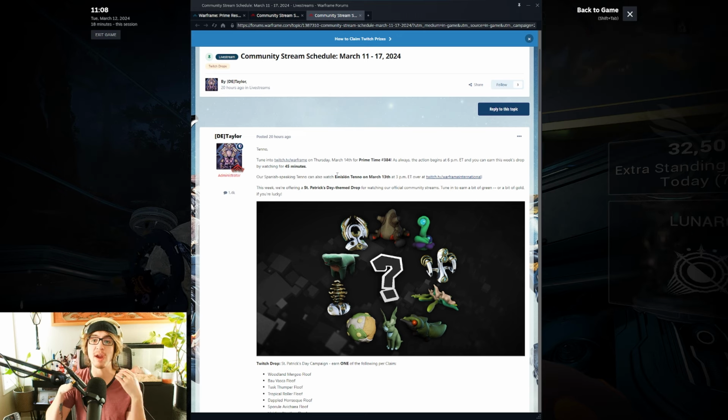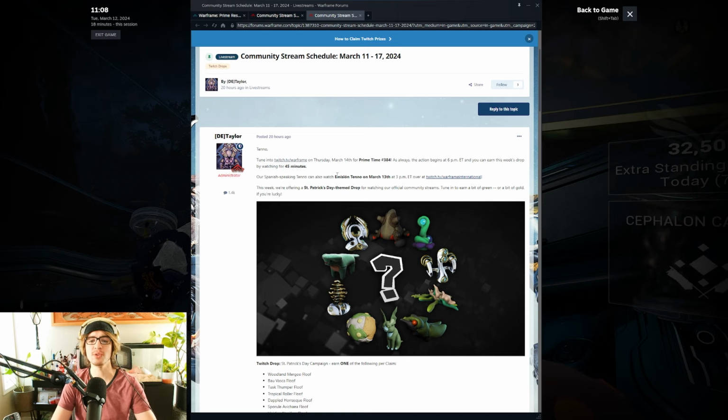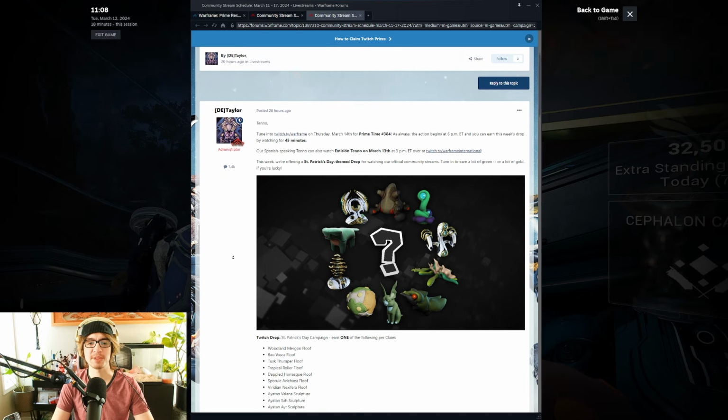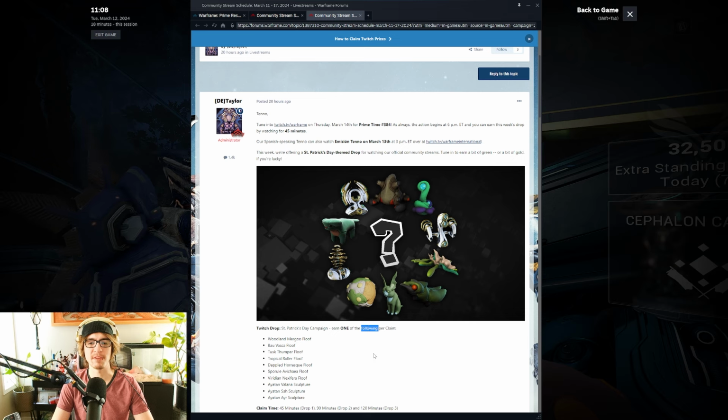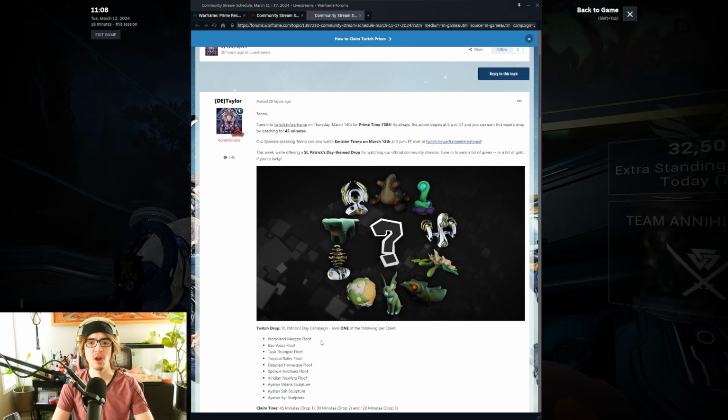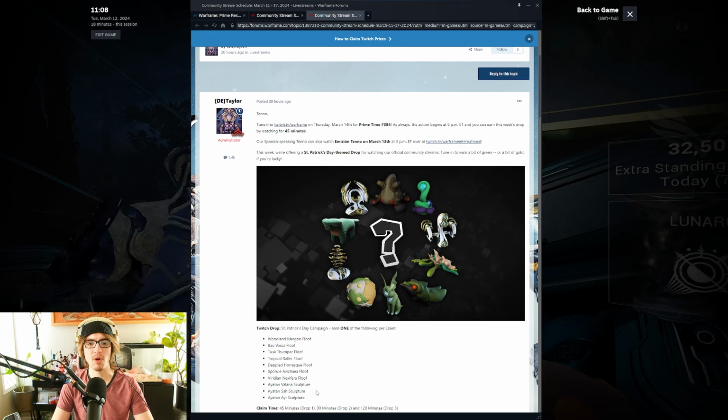So it looks like the grab bag is either Floofs or Ayatans. So not that bad. The Twitch drop St. Patrick's Day campaign: earn one of the following per claim. So you can either get all of these Floofs or some of these Ayatan sculptures. You got the Valana, you have the Saw and the Ear sculpture, and then you have all of those Floofs.